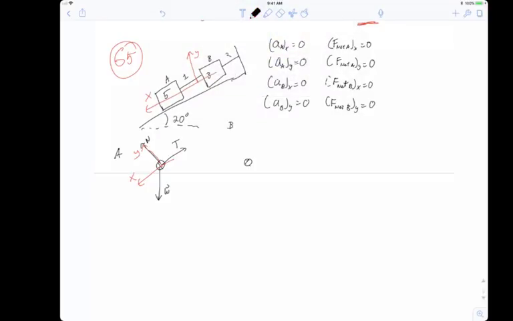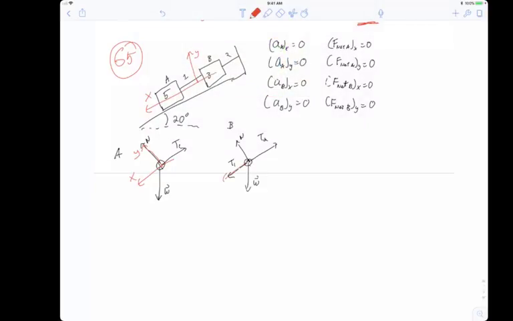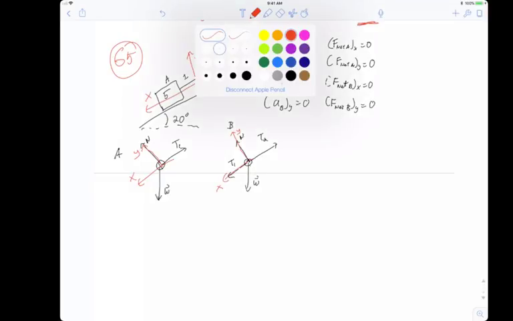I'll call this T1. And then what forces does B feel? It feels a weight. Okay. It feels normal force. It feels a tension force pulling it up the slope, T2, and it feels a tension force pulling it down the slope, T1. So now we just have to write some forces out, okay?